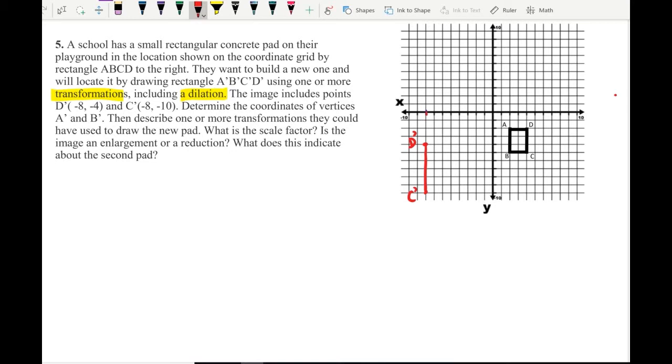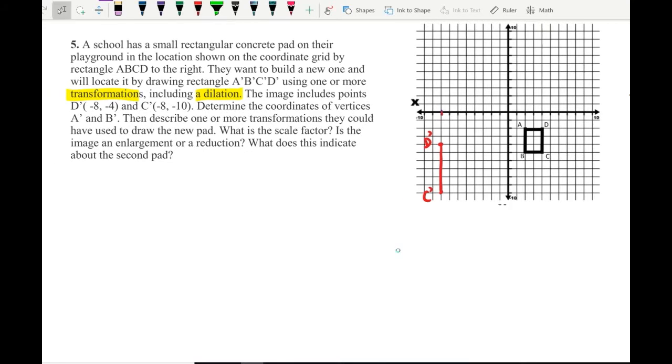Now determine the coordinates of vertices A prime and B prime. So they want to know the coordinates of A prime and B prime. Then describe one or more transformations they could have used to draw the new path. We're going to describe them. And then find the scale factor: is the image an enlargement or a reduction? What does this indicate about the second path?